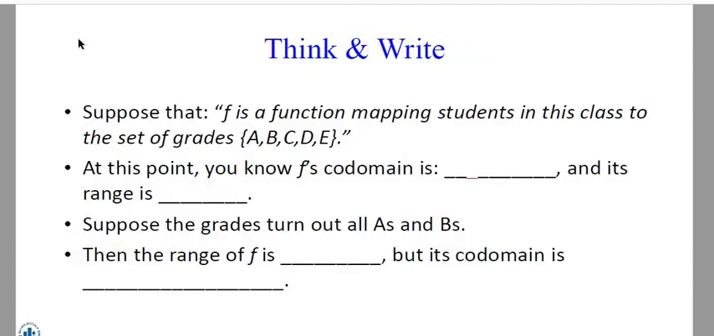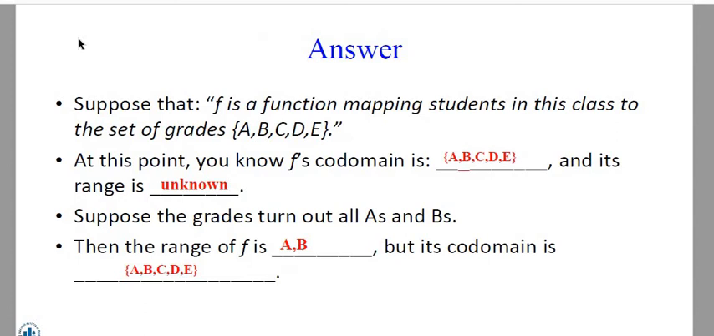So in this A, B, C, D, F set, the codomain we have already, right? And its range is the set of grades, not specific again. But if we turn all grades into A and B, then the range is A comma B, and the codomain is A, B, C, D. So that is all about functions here.